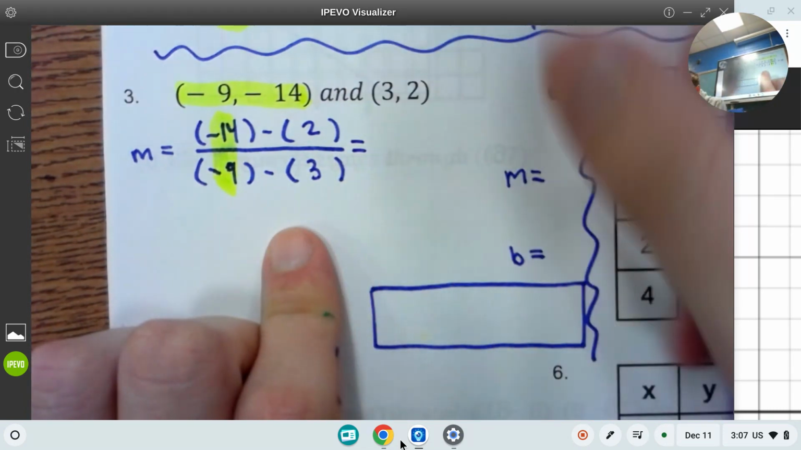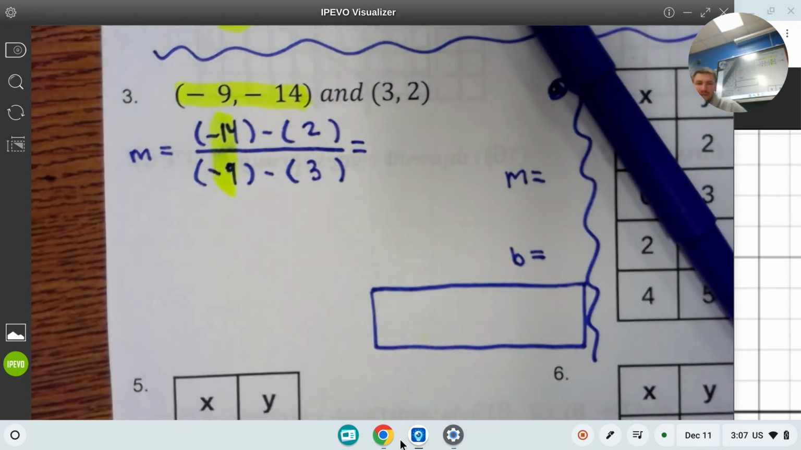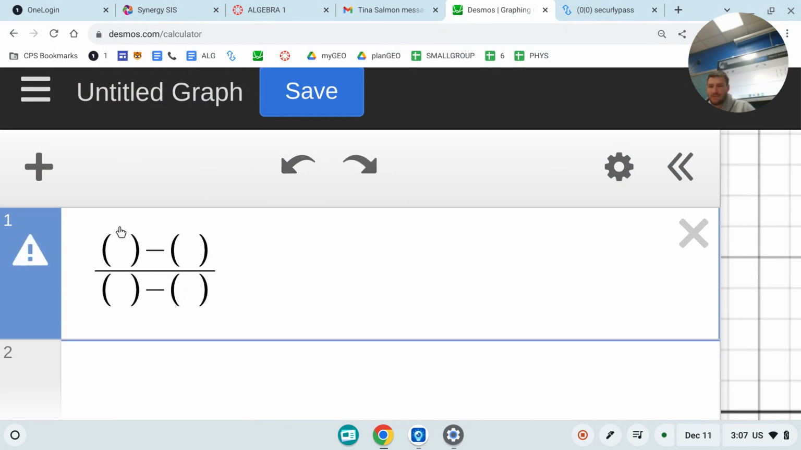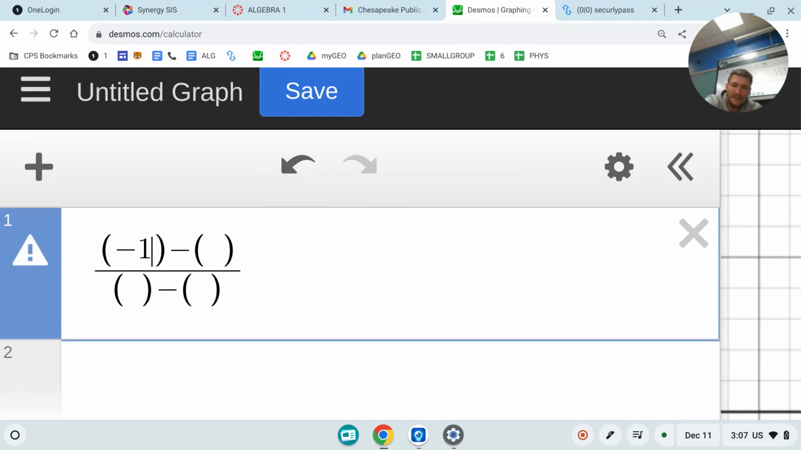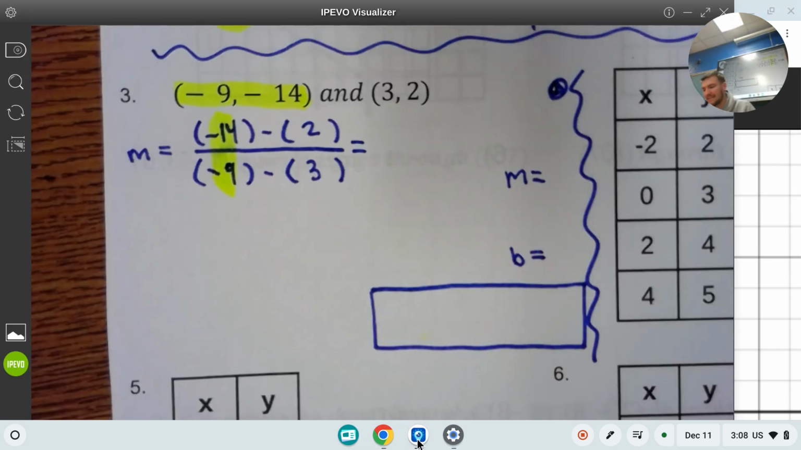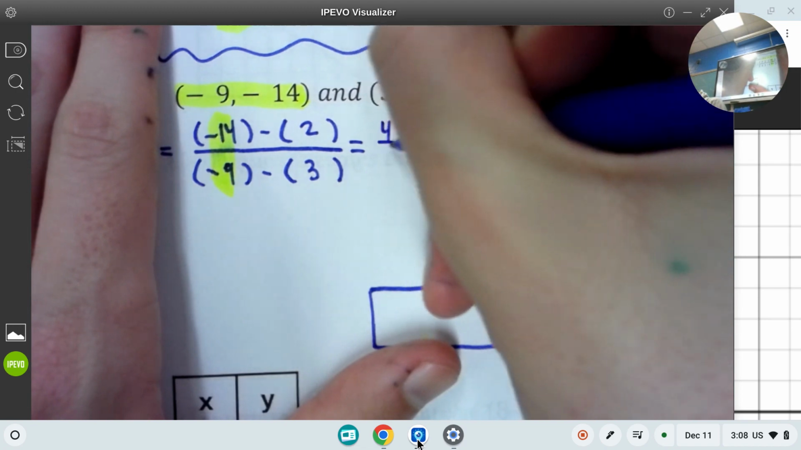We go on to Desmos. We type all this in. Nice job. I heard the answer 4 over 3. Let's see it happen. Negative 14. Negative 9. Oh, negative 9. Press the right number, please. 2 over 3. Desmos tells me 4 over 3. Fantastic. We get 4 over 3.